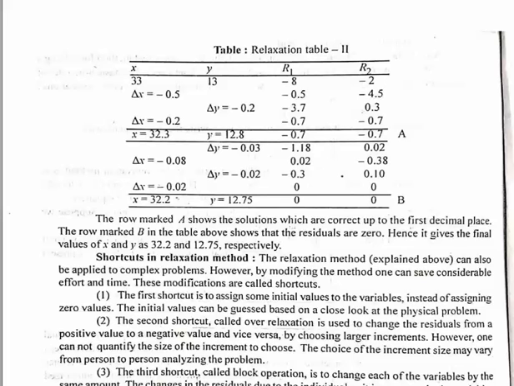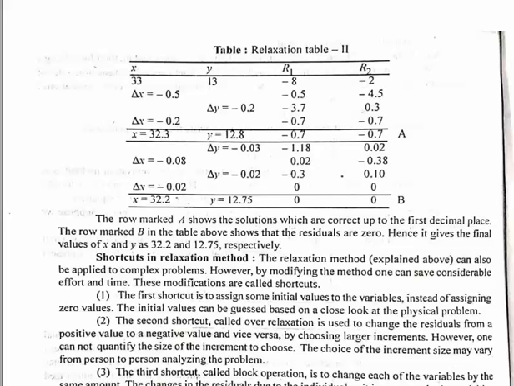If we talk about the shortcut method in relaxation, the relaxation method can also be applied to complex problems. However, by modification of the method we can save considerable effort and time. These modifications are called shortcuts. For the shortcut method, we have to follow some steps. The first shortcut is to assign some initial values to the variables. Instead of assigning zero values, the initial values can be guessed or based on a close look at the physical problem.